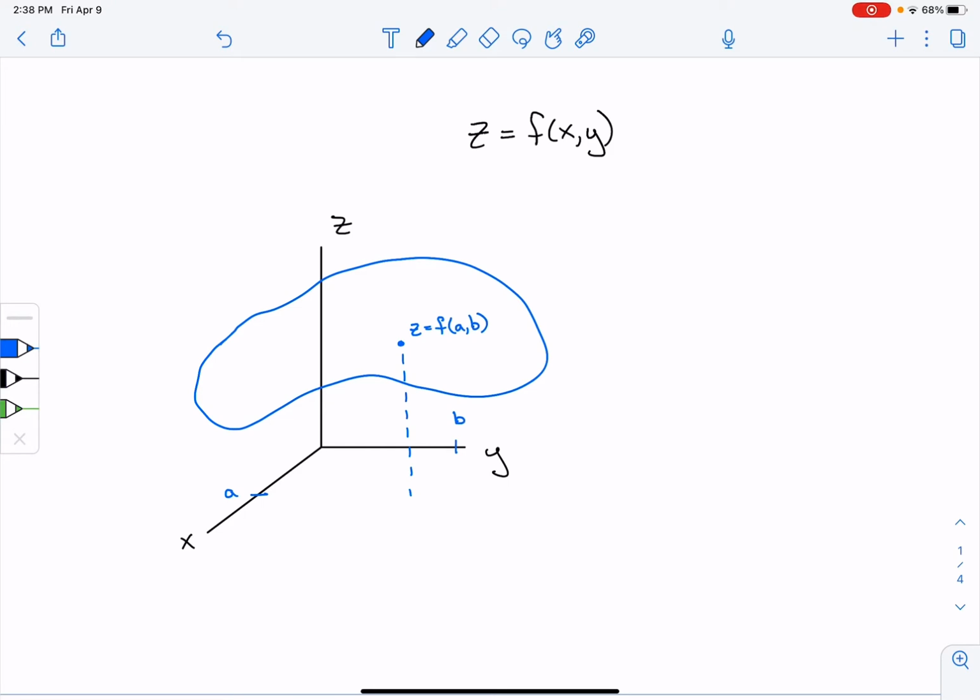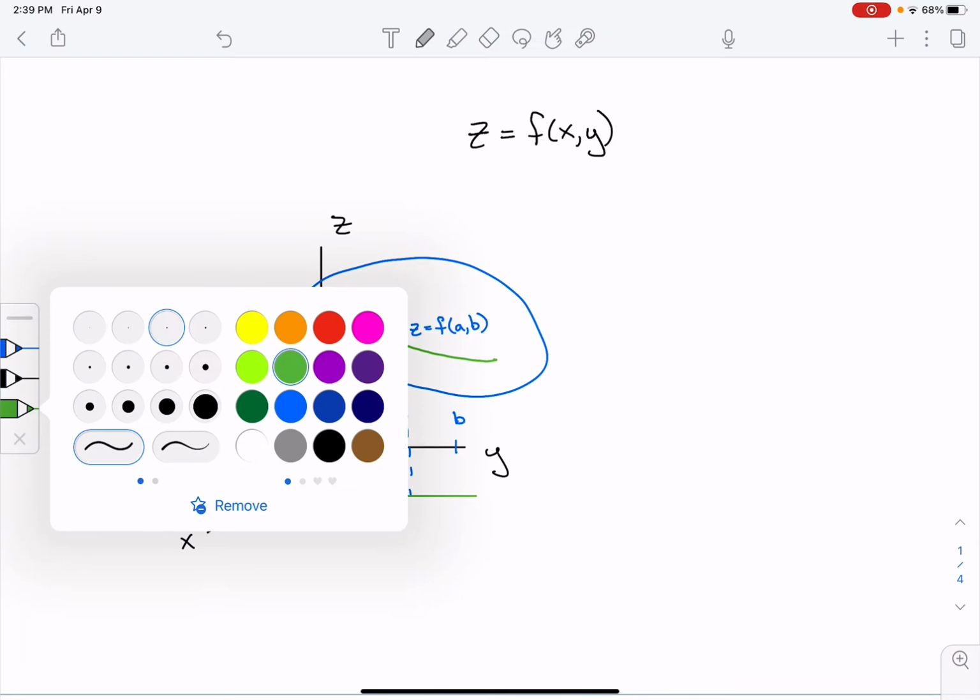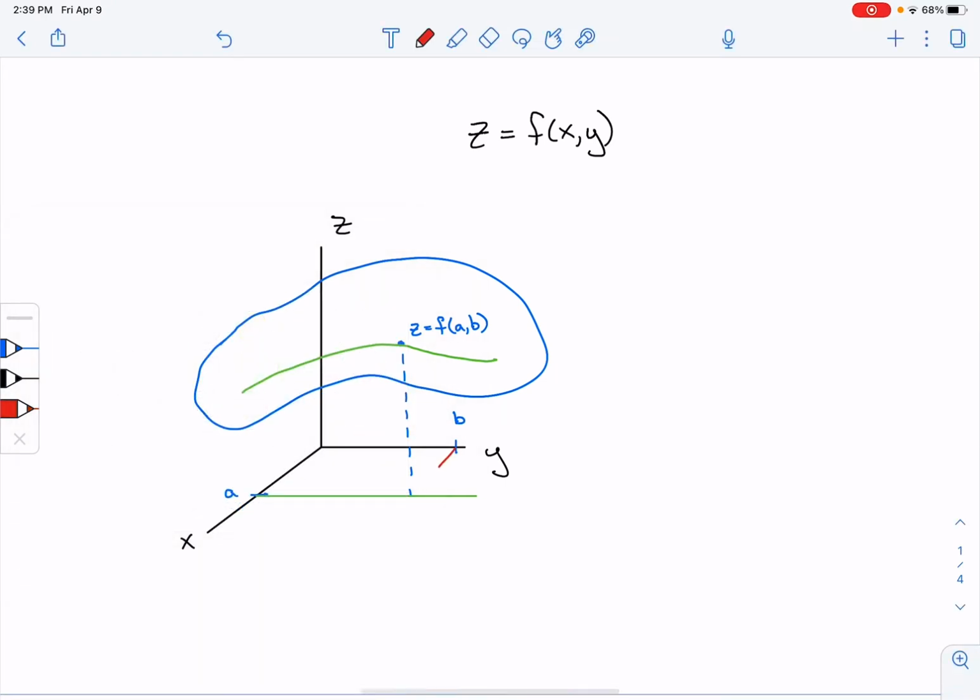And so if I travel along points where x equals A, then I can travel along all points on the surface where x equals A. Or if I travel along y equals B, then I can travel along all points on the surface where y equals B. So the idea here is that these surfaces are always points z that are functions of our points x and y.